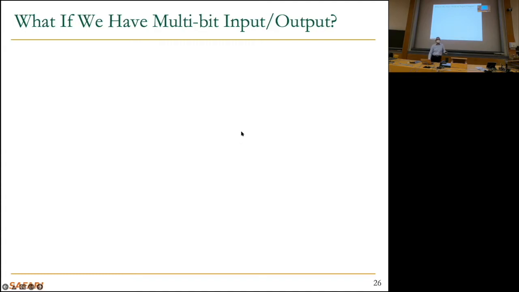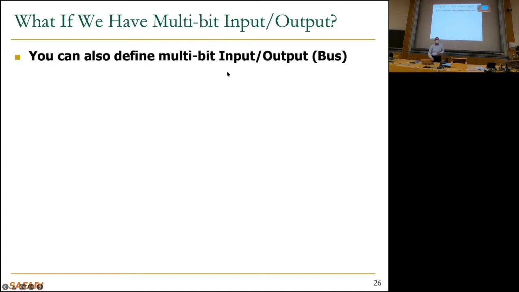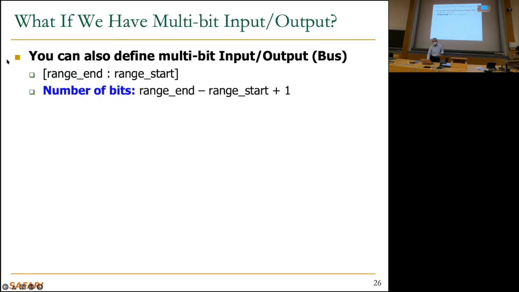So what if you have multi-bit input and output? Again, you can define multi-bit input and output. This is called a bus. This bus is essentially a set of wires that operate concurrently. And you basically specify it this way. This is the range end and range start, and there are two numbers over here. Let's take a look at examples. The number of bits inside the input or output wires is the range end minus range start plus 1.